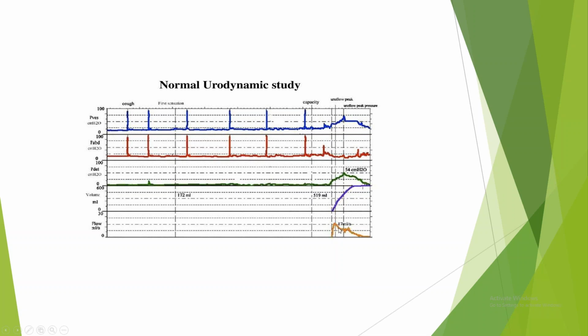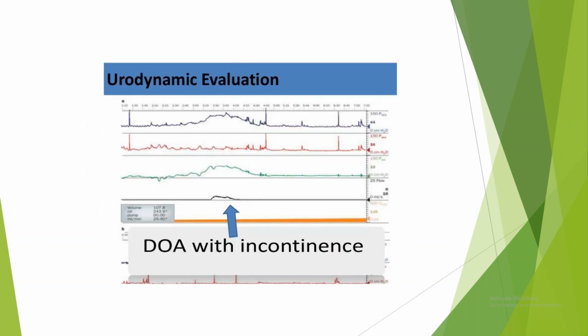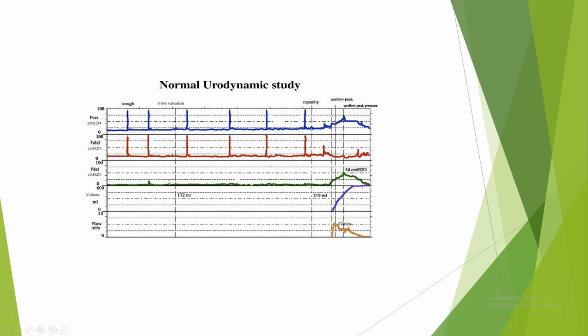Here can you see the max flow rate is 17 ml per second, volume voided is 600 ml, detrusor pressure is 54, so it is less than 70. So this is the normal urodynamic chart. This is from the ICS, and the same charts they can give you in the interpretation. These are from the RCOG. Here see one thing: first sensation at 172 ml and strong desire at 590 ml. So this is also normal.